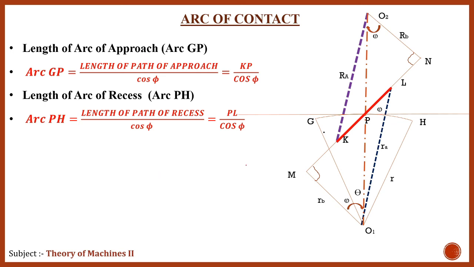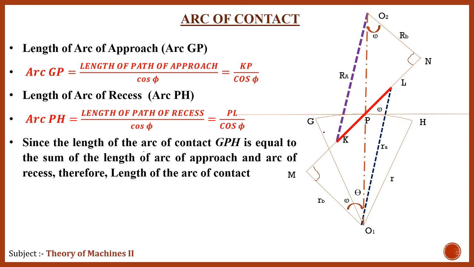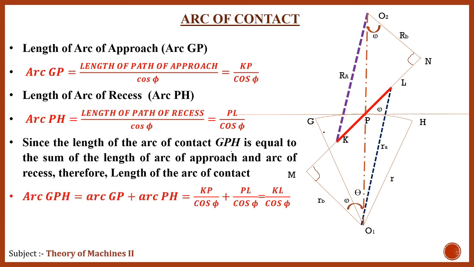If you make the summation of these two, GP plus PH, we will find the total arc of contact, which is GPH, also referred to as arc GH. Arc GPH is equal to arc GP plus arc PH, which is equal to KP upon cos phi plus PL upon cos phi, equal to KL upon cos phi. That KL is the total path of contact, which we already studied. That means arc of contact is equal to path of contact upon cos phi.